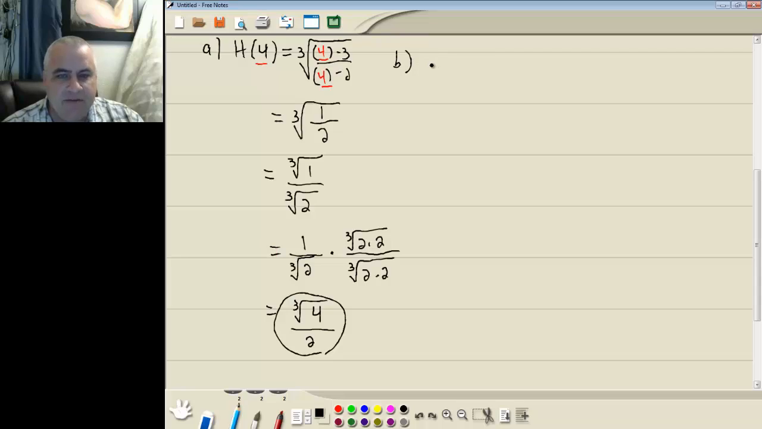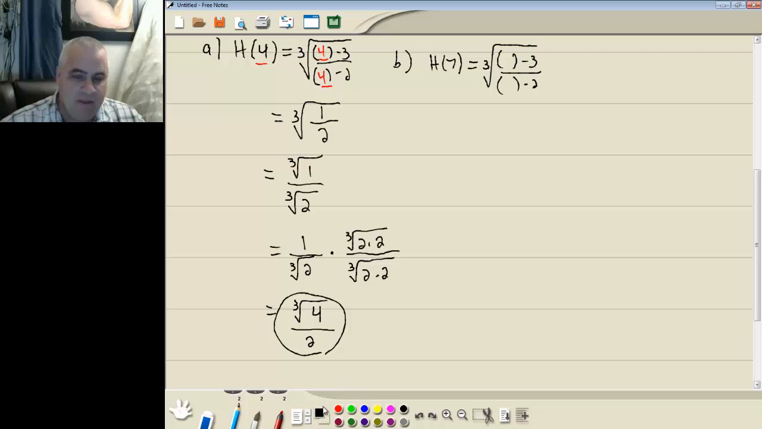Now B is h of 7. So we've got the cube root. And again, we're going to go through, and wherever we have an x, we'll put in parentheses. So we've got parentheses minus 3 over parentheses minus 2. Whatever number you have inside the parentheses here is automatically put inside these parentheses. So I'll put a 7 here and 7 here.